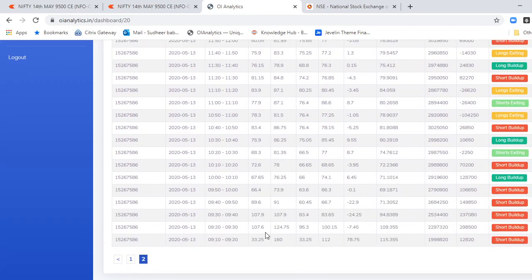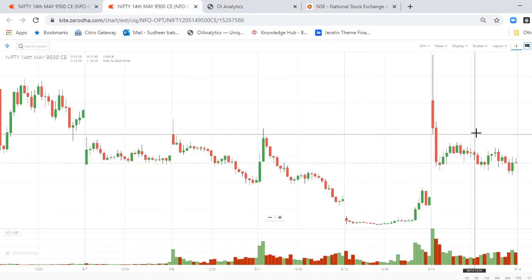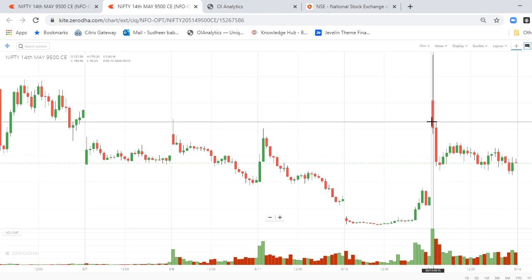Right. So it opened about, I think this is the opening data, but let's see the chart where it opened. Yeah, so this is 127. It opened around 127, and in the first 10 to 15 minutes it traded in the range of like 95 to 170, right?